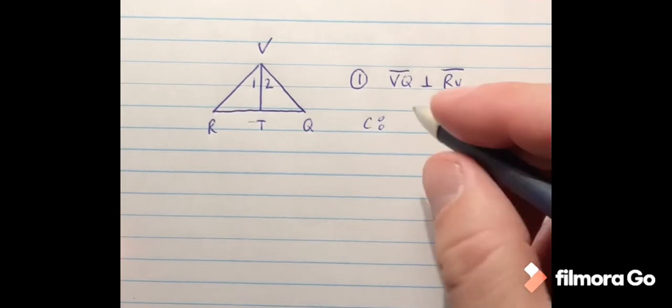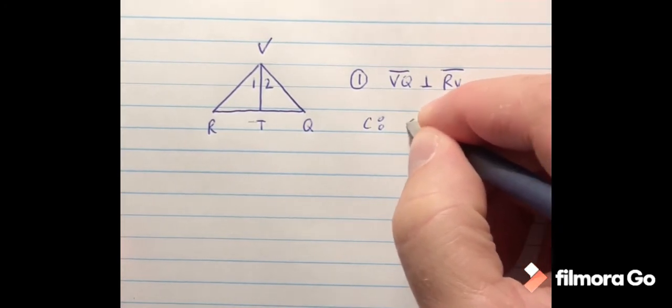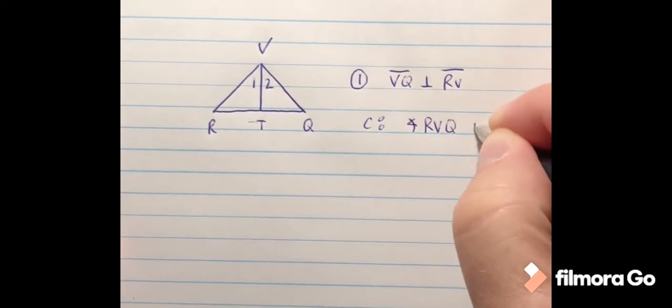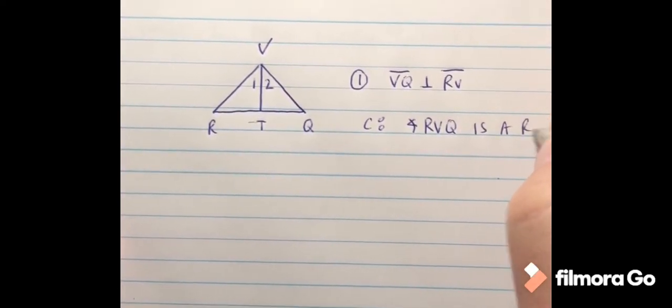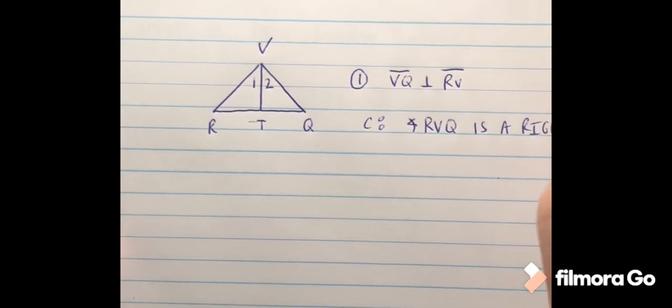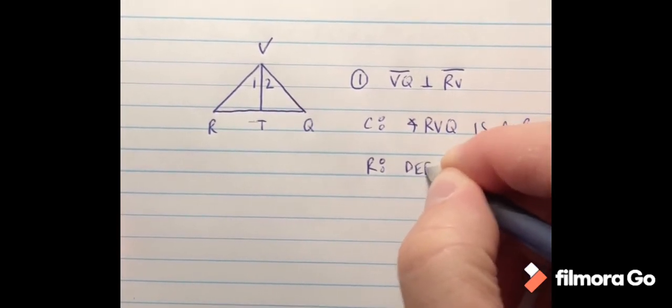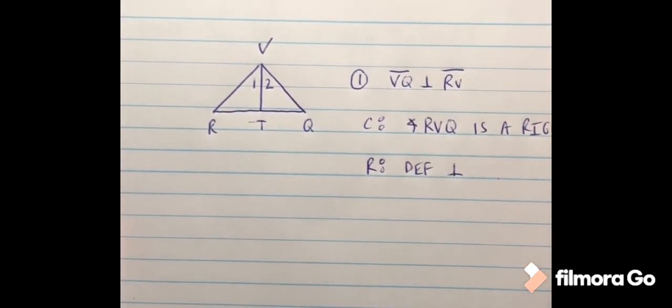So the conclusion we're going to make in this picture is that angle RVQ is a right angle. The reason is definition of perpendicular lines.